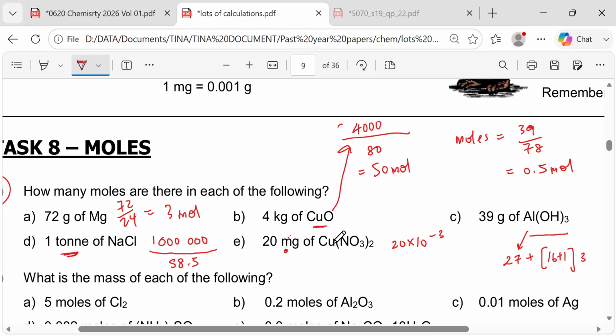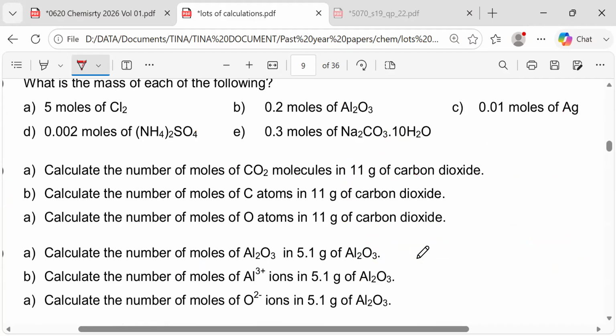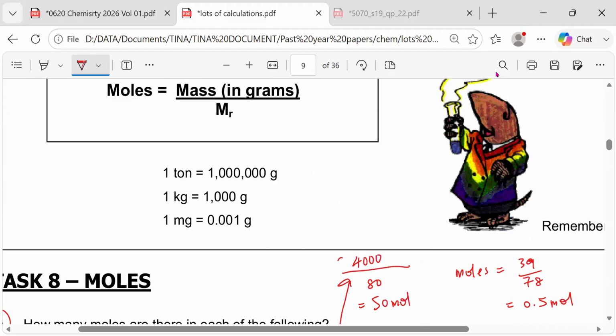So mass over molar mass. How much is CuNO3? 188, correct. This whole thing, you must times 2 plus 64. Then you can press the calculator yourself. Do you understand? Okay. That's all for today.